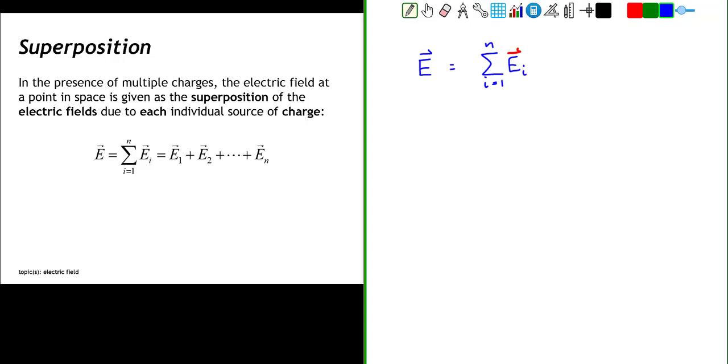And what superposition means is the net effect is due to the sum of individual effects, and the individual effects are still expressed independently. And when you sum them up, you get an overall effect. Let's look at this for a configuration of a positive charge and a negative charge.